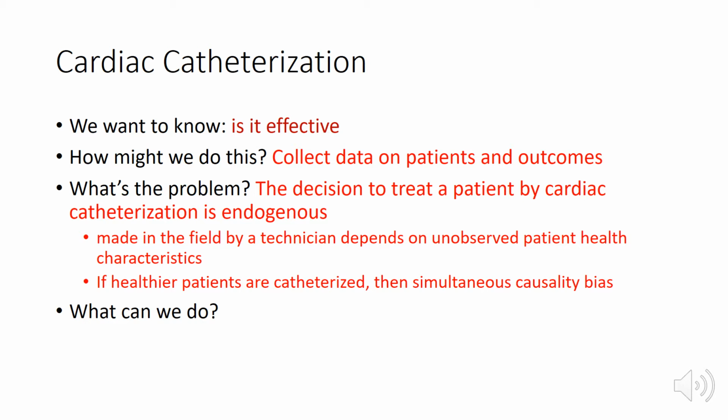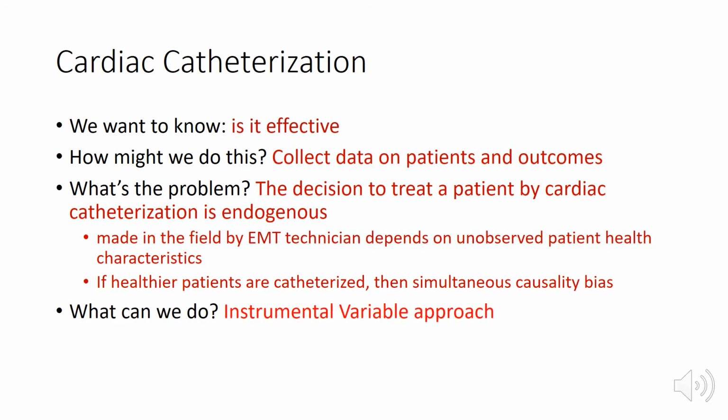So what can we do about this? What can we do about the fact that the decision to give a patient a catheter is endogenous? Well, the punchline is pretty much yesterday in today's lecture, we can take an instrumental variable approach. And remember, a good instrumental variable is one that's correlated with the endogenous variable. In this case, the endogenous variable is the decision to give a catheter, but not correlated with any of the outcomes.